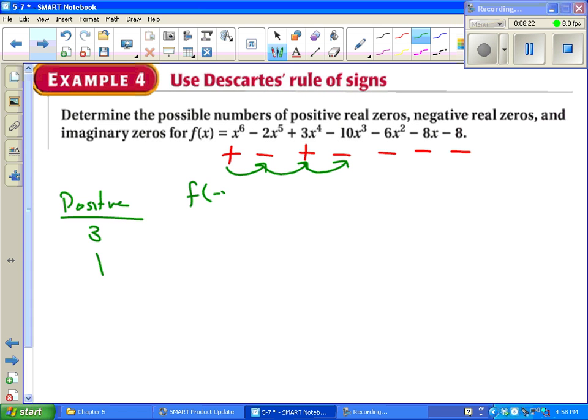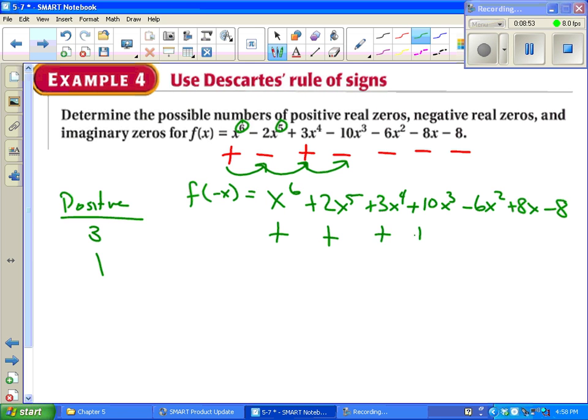Next, we figure out what's f of negative x. That means we put negative x into the entire function, which really means just change a sign on the ones with an odd power. Even powers, like 6, don't change. Odd powers, like 5, do. Plus 3x to the 4th, plus 10x to the 3rd, minus 6x squared, plus 8x minus 8. So I'm really just changing the sign on everything that has an odd power. Then I look to see what my positive and negative signs look like. Looks like it changes 1 time, 2 times, 3 times.